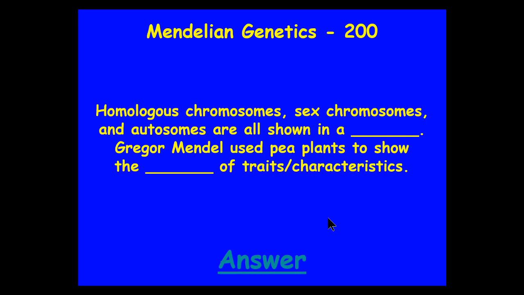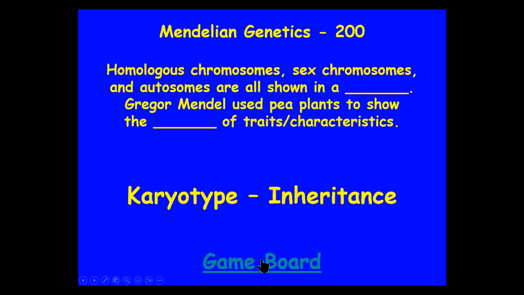Answer coming in 5, 4, 3, 2, and 1. All right, all those can be seen in a karyotype. And he used pea plants to show the inheritance of traits or characteristics.